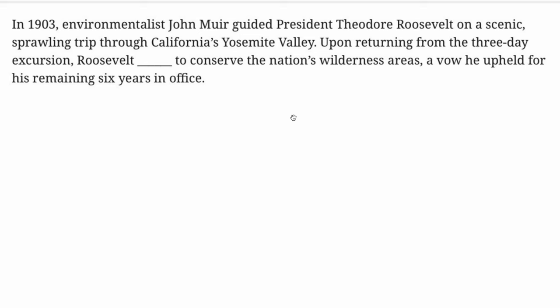Okay, so in 1903, environmentalist John Muir guided President Theodore Roosevelt on a scenic, sprawling trip through California's Yosemite Valley. Upon returning from the three-day excursion, Roosevelt blank to convert the nation's wilderness areas. So, some kind of verb question, and it's going to be something to do with the verb tense, because with a subject-verb agreement question, they're not going to put the blank right next to the subject. So he vowed.